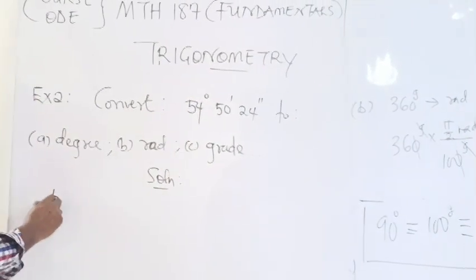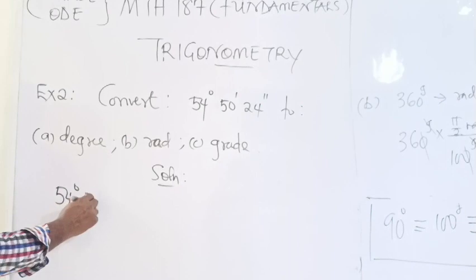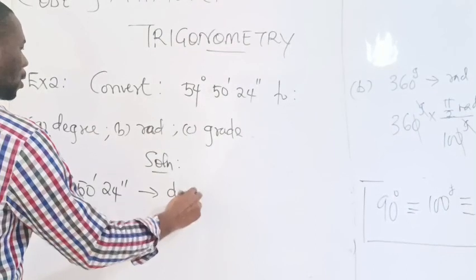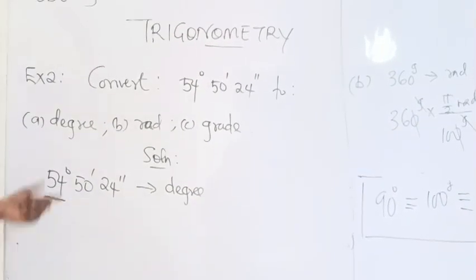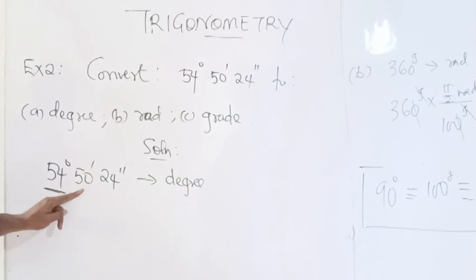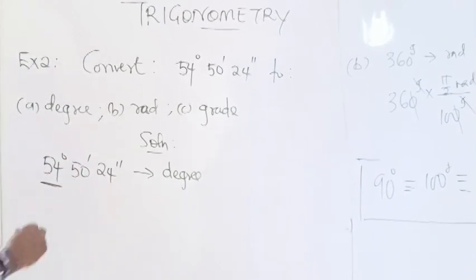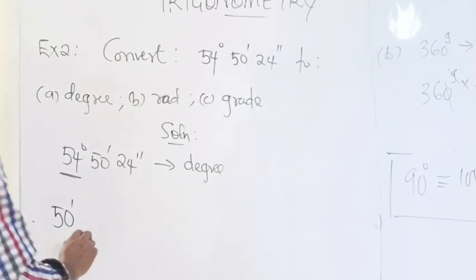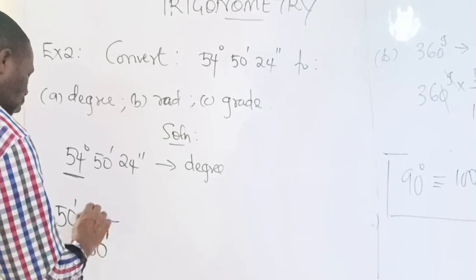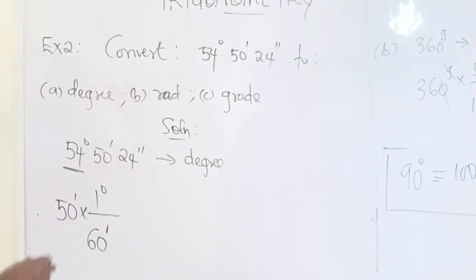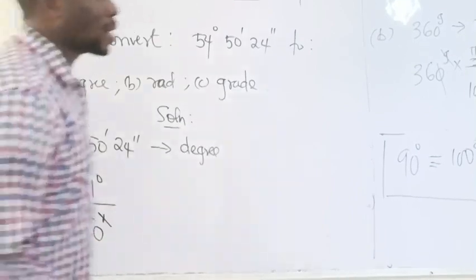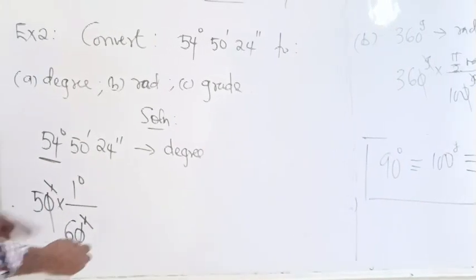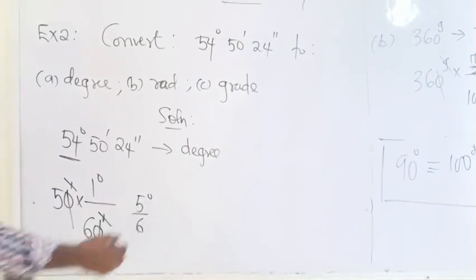So I'm converting 54 degrees, 50 minutes and 24 seconds to degrees. Clearly I have a degree to start with, so all I need to do is to convert 50 minutes and 24 seconds to degrees. For 50 minutes, I know that 60 minutes is equivalent to 1 degree. So the minutes cancel out, just like units cancel out. The 0 drops, 5 times 1 becomes 5, so it is 5 over 6, and this is in degrees.